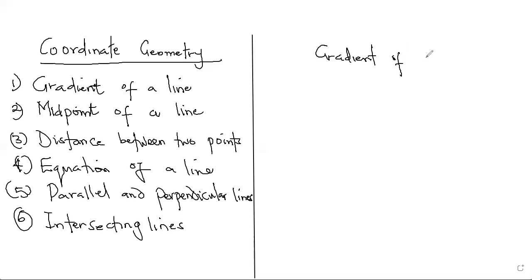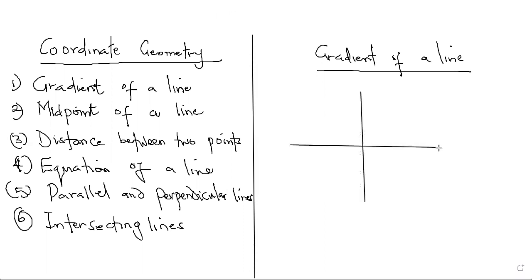Gradient of a line. So what do we mean by gradients? Before we go to gradient of a line, I'll do a quick revision on how to locate coordinates on an XY Cartesian plane. Let's say you have the Cartesian coordinate system. So here you have positive y and negative y. Then you have negative x, and this is positive x.